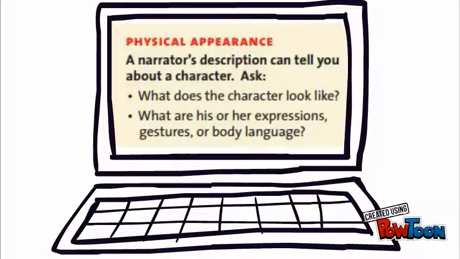There are 4 different types of characterization. The first is physical appearance, where the narrator's description can tell you what a character looks like.